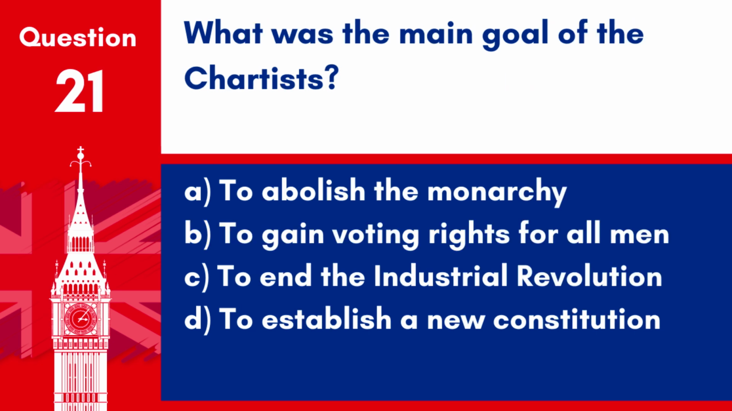Question 21. What was the main goal of the Chartists? A. To abolish the monarchy. B. To gain voting rights for all men. C. To end the Industrial Revolution. D. To establish a new constitution. Answer: B. To gain voting rights for all men. The Chartists were a working-class movement in the 19th century that sought political reforms and universal male suffrage.